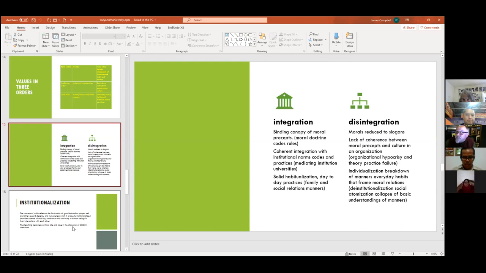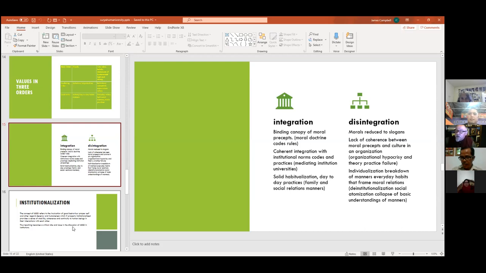With a society where there's a disintegration, and even with an institution where there's a disintegration, the morals are reduced to slogans. So you have a lot of slogans about humanizing the university or humanizing banking and so forth. Reduction to slogans. You have a lack of coherence between the moral precepts and the culture in an organization. What we call organizational hypocrisy, theory-practice failure. So imagine an organization that had simply slogans at the top of it. Imagine then that the day-to-day practices and regulations of the organization were completely at odds with those moral slogans. Many of you have no difficulty imagining that, because for some of us, we feel that that's the way our institutions sometimes actually function.